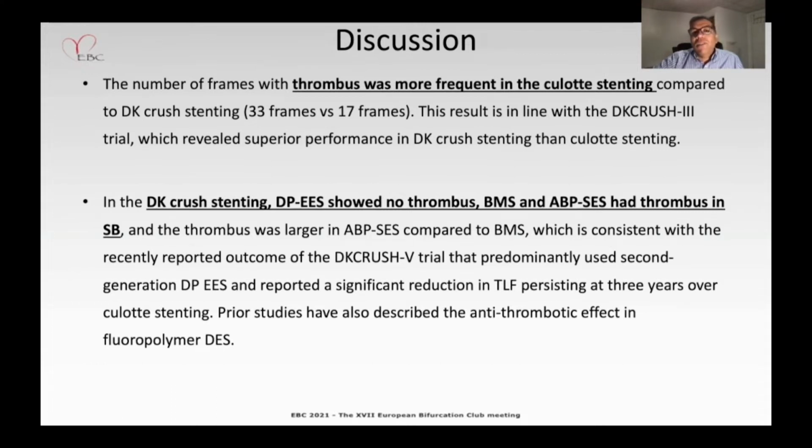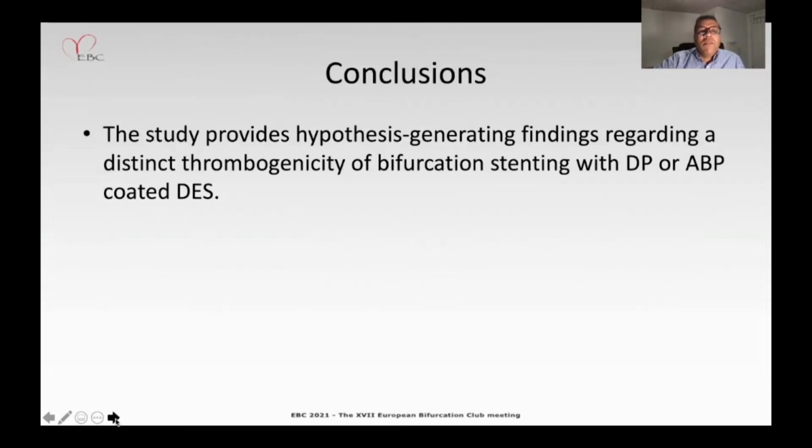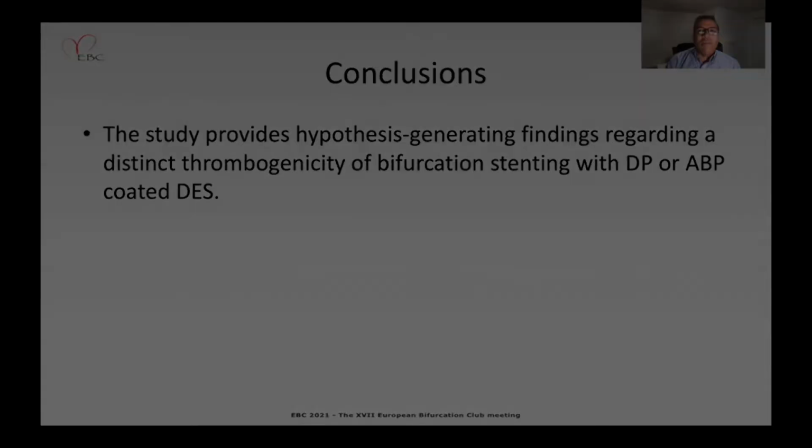This might also be consistent with the findings in the DKCRUSH trial, where our durable polymer everolimus stent showed significant reduction in TLF at 3 years. So this brings me to the single conclusion statement that I have here. I think this model is showing us, for a second time, some hypothesis generating findings regarding the distinct thrombogenicity patterns of these bifurcation stenting techniques with different stent platforms, in this case, durable polymer and abluminal polymer platforms. Thank you for your attention.